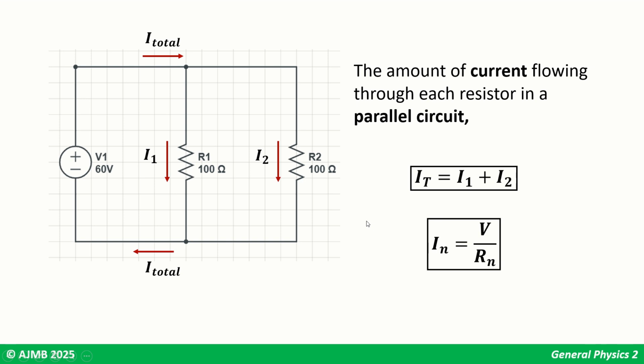How do you compute how much current is passing through the individual branches? Well, you can still use Ohm's law: I is equal to V over R. If you want to compute for I1, you have to use the value of R1 here. If you want to compute for I2, this would be I2 is equal to V over R2.